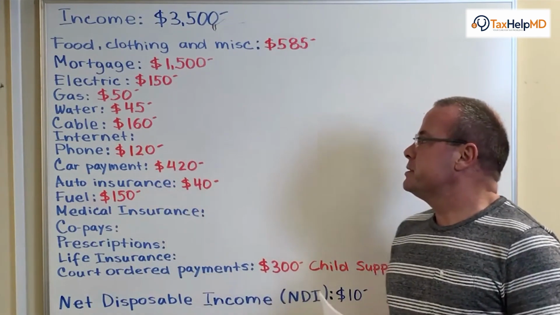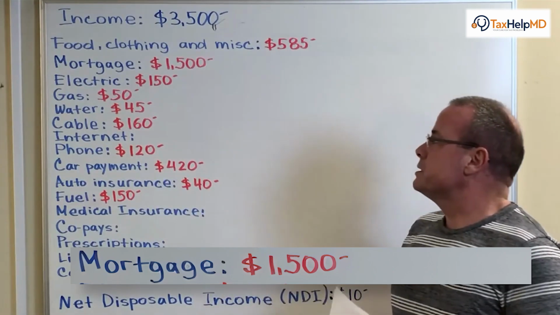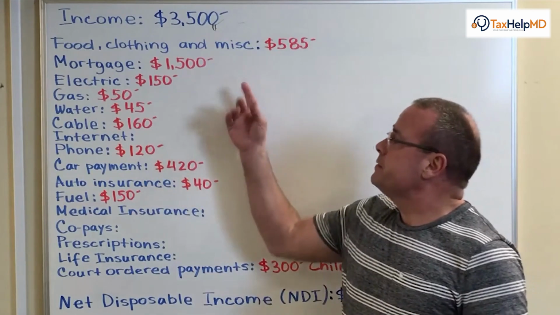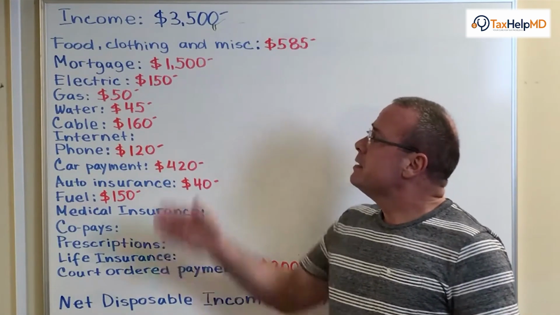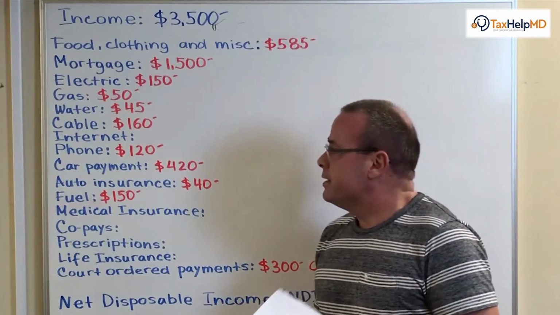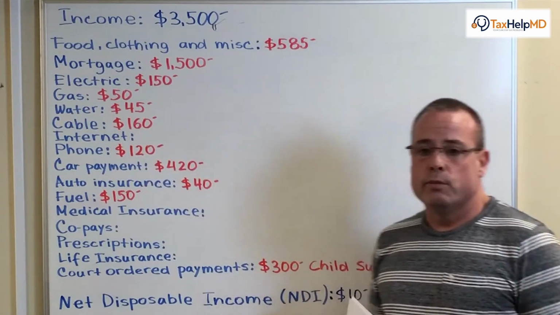Next that we need to take into consideration is your mortgage, or your rent if you're not a homeowner. If it's a mortgage, it's going to take into consideration taxes and insurance, of course. There's $1,500 in mortgage on this one. Next is your utilities, which is your electric, gas, water, cable, internet, phone. I'm not going to go through all the numbers because they're obviously illustrated here on the board.